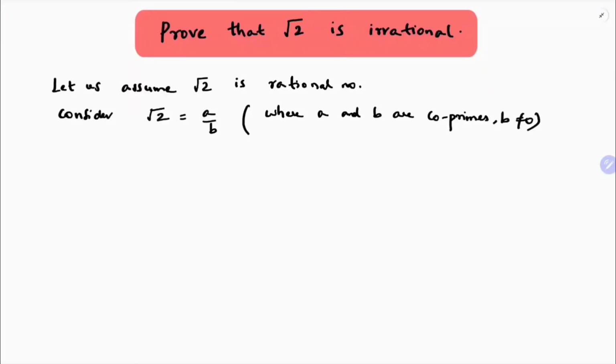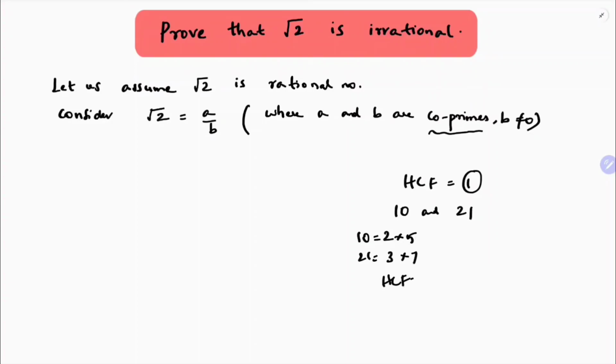Now, what do we mean by co-primes? Co-primes are numbers whose HCF is 1. For example, take 10 and 21. The prime factors of 10 are 2 into 5, and 21 is 3 into 7. If you calculate the HCF, it will be 1. So 10 and 21 are not prime numbers, but they are co-primes.